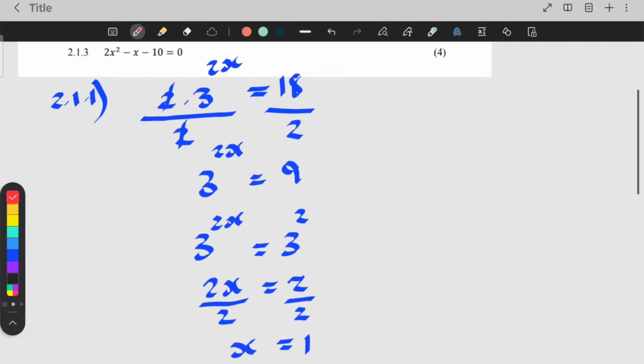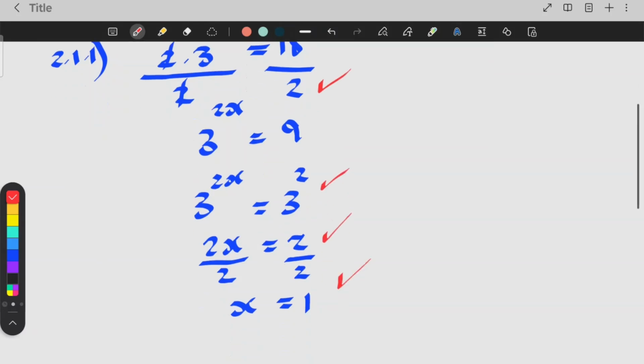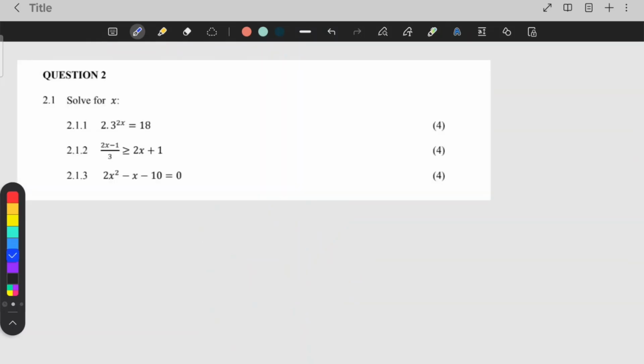Okay, so how do they mark this? So here for dividing by 2, you get a mark. Then for simplifying, you get 2 marks. Then for the answer, you get 1 mark. In this paper, this was a 4-mark question. Okay, let's look at our next question, 2.1.2.